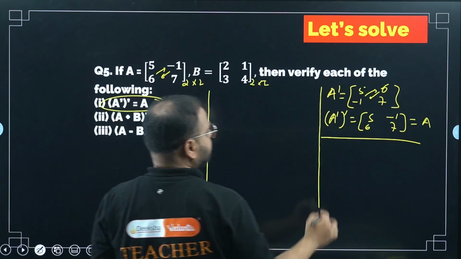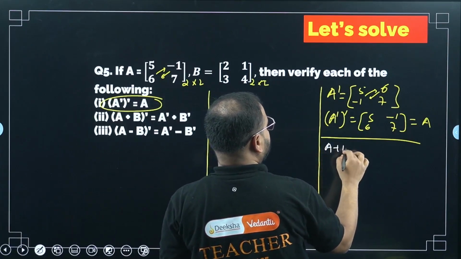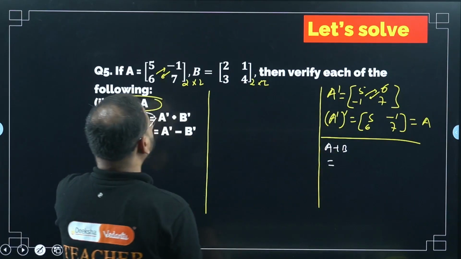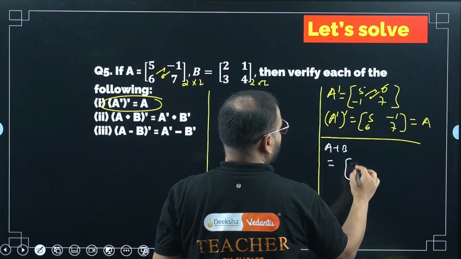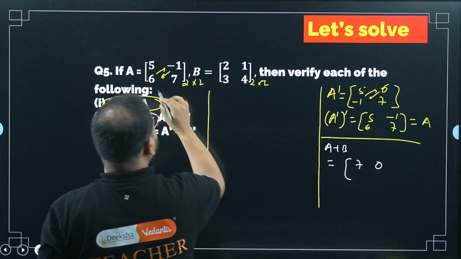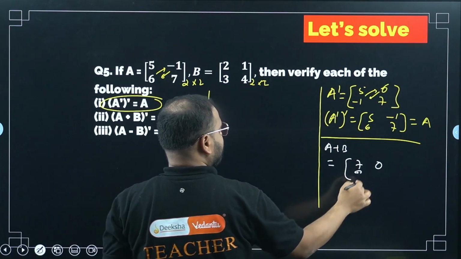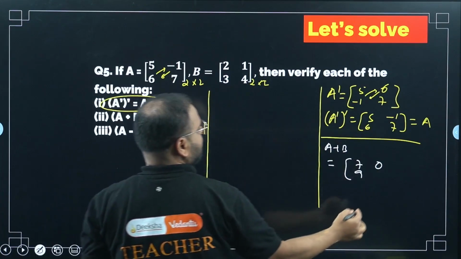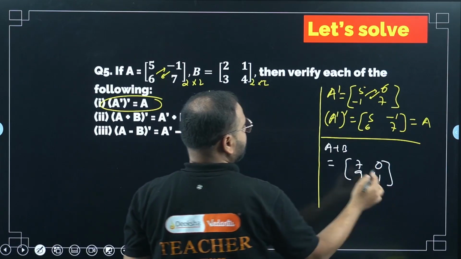Let's take the sum, A plus B. How will A plus B look? So 5 plus 2 is 7, -1 plus 1 is 0, 6 plus 3 is 9, and 7 plus 4 is 11. This is my A plus B.